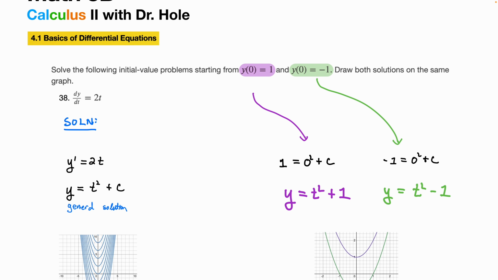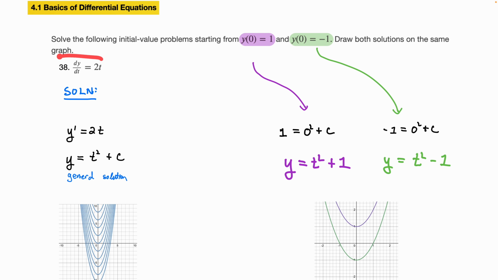Okay, do a simple example. This is 38 from 4.1. Here is the problem. dy/dt is twice t. Restated in a nice way, y prime equals 2t. Integrate on both sides. When you integrate, y prime will turn into y. 2t will turn into t squared. And then you know this is an indefinite integral. You pick up a constant of integration, giving you a nice family of solutions. This here is the general solution.